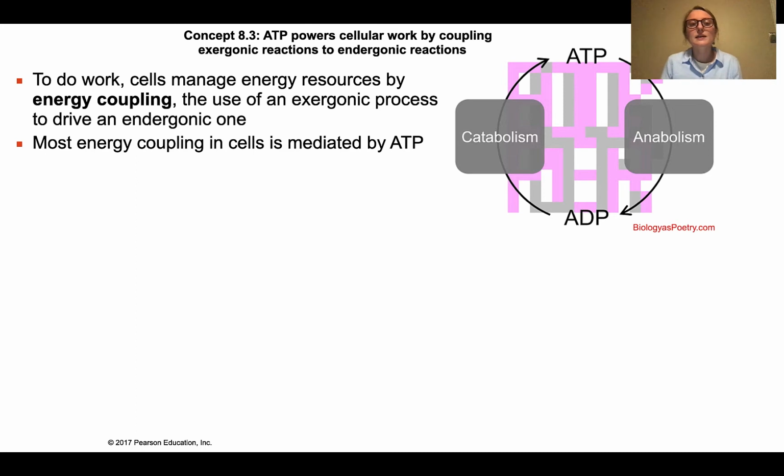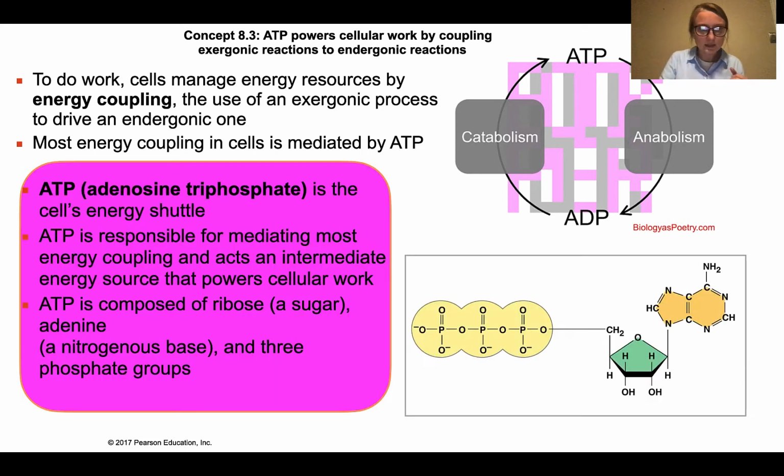So we know that cells manage energy resources by using ATP to couple exergonic and endergonic reactions. But what does ATP really look like? What is it? So ATP, the cell's energy shuttle, is composed of 3 parts. We have our ribose, or a sugar, our adenine, and then 3 phosphate groups.